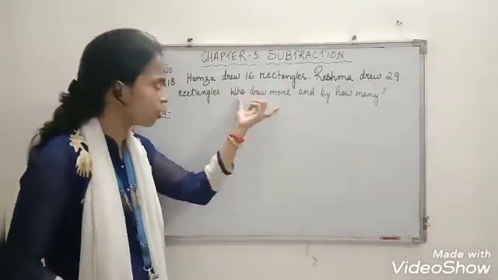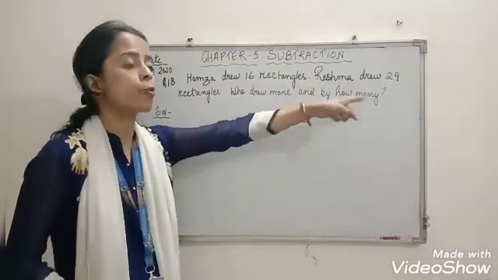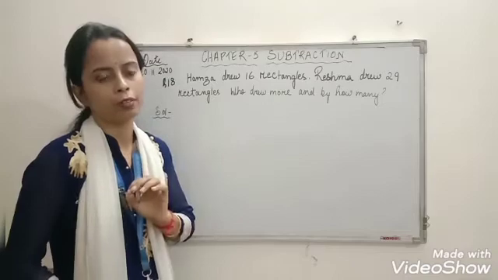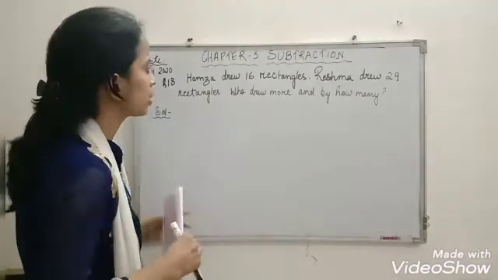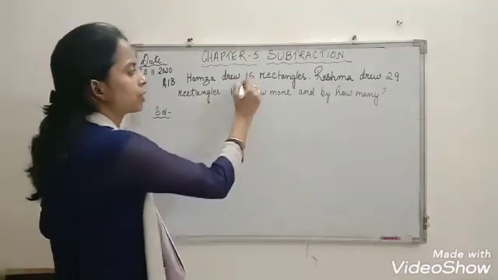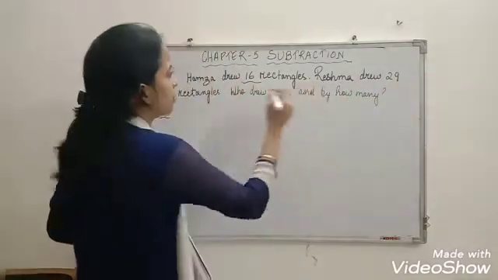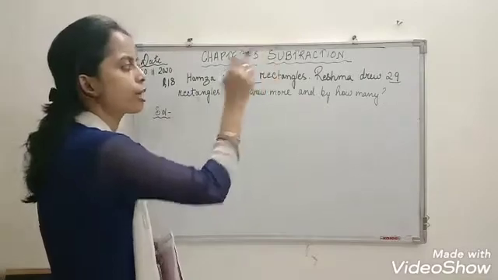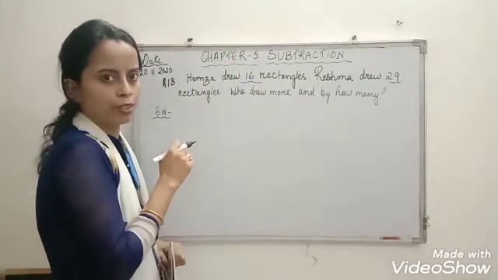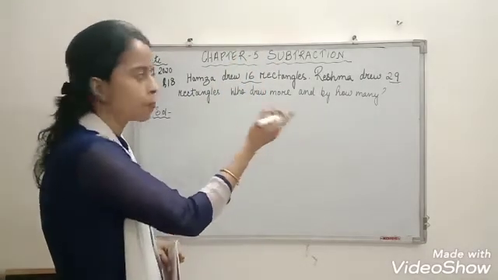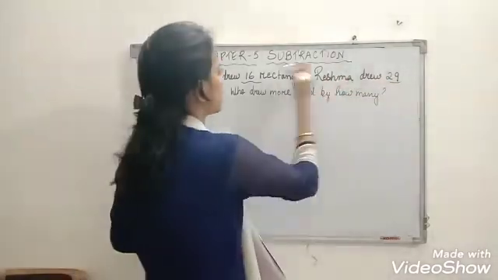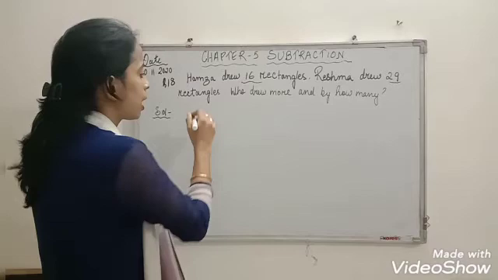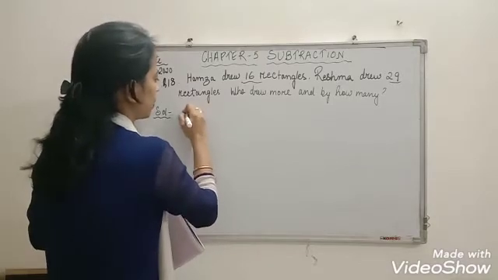You have to find out that, and by how many, how many more. So now tell me, children, Hamza drew 16, Reshma drew 29 rectangles. So who drew more, Hamza or Reshma? Reshma, because 29 is greater than 16. Yes or no?